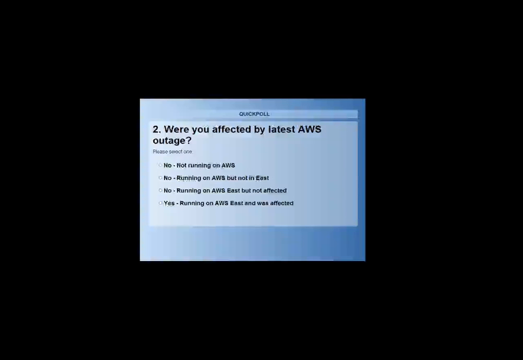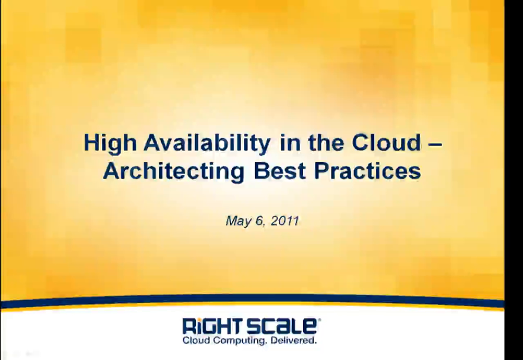So there's a few options here. I'm going to explain them real quick. First one's obvious. No, you're not running on AWS, therefore you were not affected. No, you're running on AWS, but you were not in the East region. No, you weren't affected. You're running on AWS East, but you were not affected. Maybe you weren't in the affected availability zone, or you didn't try to launch anything new that day. Or yes, you were running on AWS East and you were affected. A few more seconds.